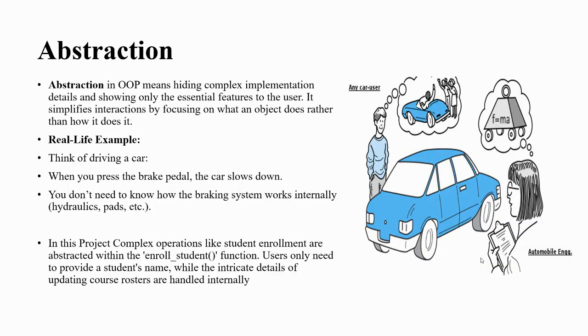At the last, we have abstraction. Abstraction in OOP means hiding complex implementation details and showing only the essential features to the user. It simplifies interaction by focusing on what an object does rather than how it does it. For example, think of driving a car. When we press the brake pedal, the car slows down. We don't need to know how the braking system works internally, hydraulics, pads, etc. We are only interested in driving a car.